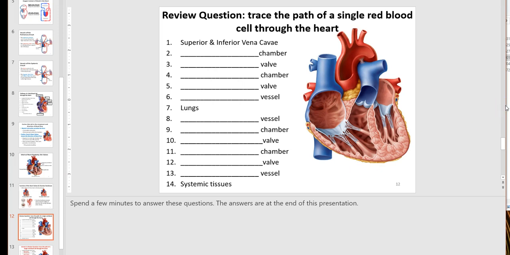Okay, here's a review question for you. I'd like you to trace the path of a single red blood cell through the heart, and I will help you along and have you write these down a little bit. Let's start with number 1. Blood is returning in the superior and inferior vena cava into a chamber. What's the name of this chamber? Now blood crosses this valve. What's the name of this valve?